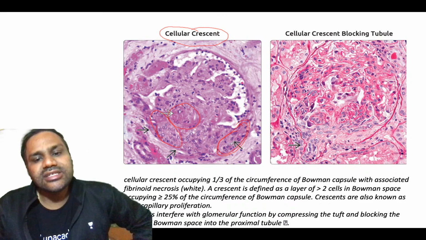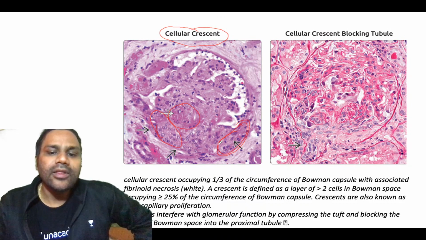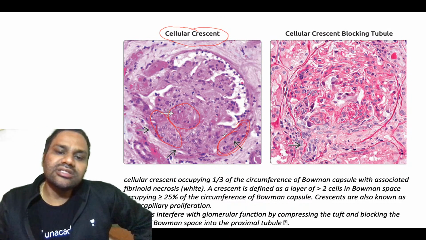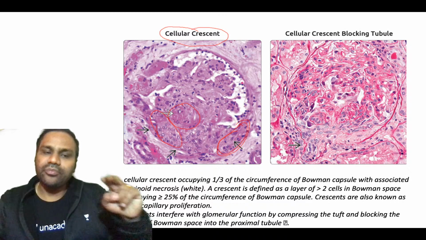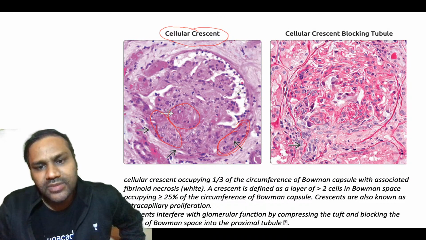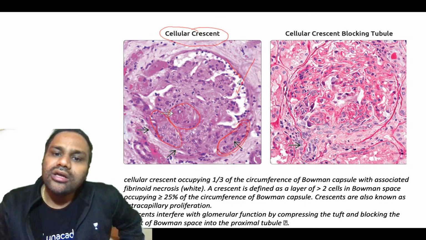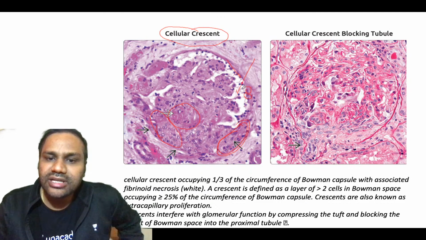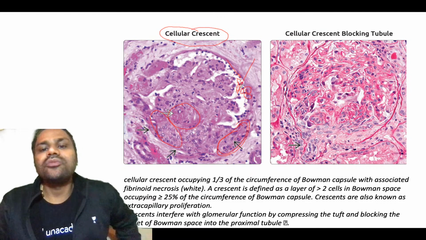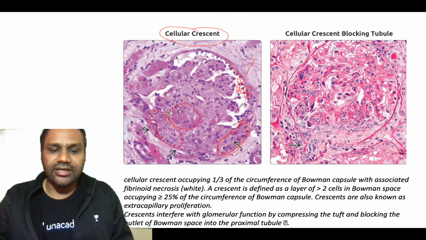So crescent is basically epithelial cell proliferation, Bowman's capsule epithelial cell proliferation. You need to know crescent. There should be presence of more than 2 cells in the Bowman's space. This is the Bowman's capsule, so this is called the Bowman's space. If more than 2 cell layers come here, these are basically parietal epithelial cells, which proliferate and start coming in here. That is what you call crescent.